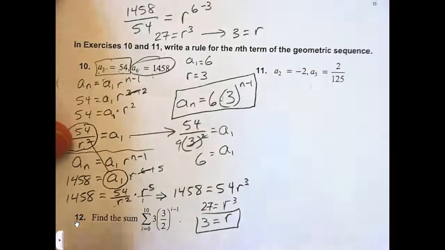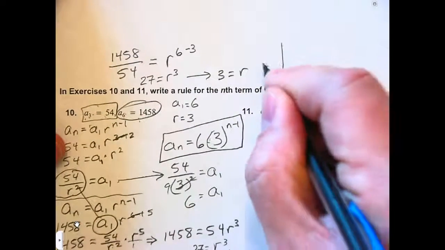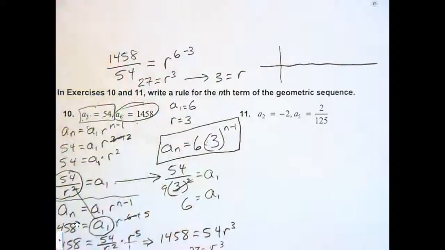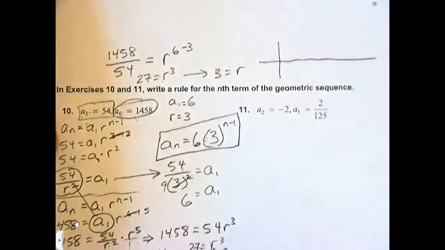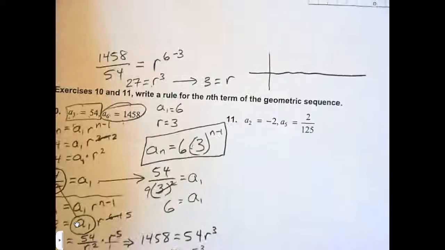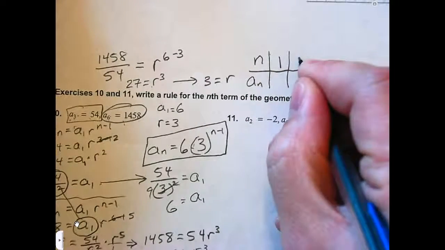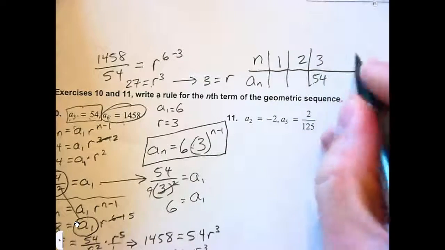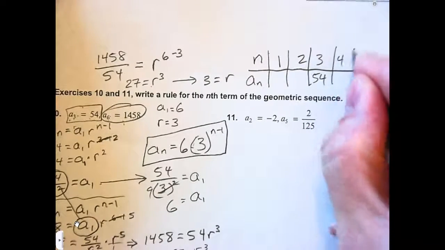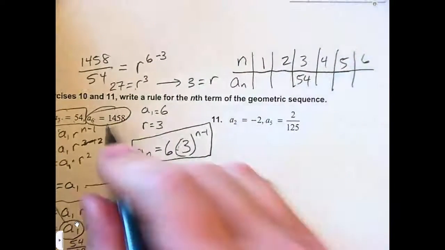Okay? Now, please understand why that works. And for those of you who are like, I don't get it, well then don't use it. But really what it does is it jumps you right down to here in the process. What's happening there is if you have n and a sub n, they don't give you a sub 1 or a sub 2, but they do give you a sub 3. It's 54. They don't give you 4. They don't give you 5. But they do give you 6. They tell you that's 1458.